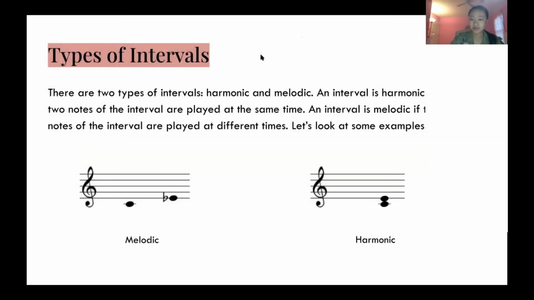Close attention. Well, first let's do the types of intervals since this is much easier, so we'll get it out of the way. There are 2 types of intervals, harmonic and melodic. An interval is harmonic when the 2 notes of the interval are played at the same time, like a chord, so like this one. And an interval is melodic if the notes are played at different times, like this one. Yeah, I don't think this one is too hard for you guys to understand. Just remember that melodic means it's separated and harmonic means it's together, like a harmony.